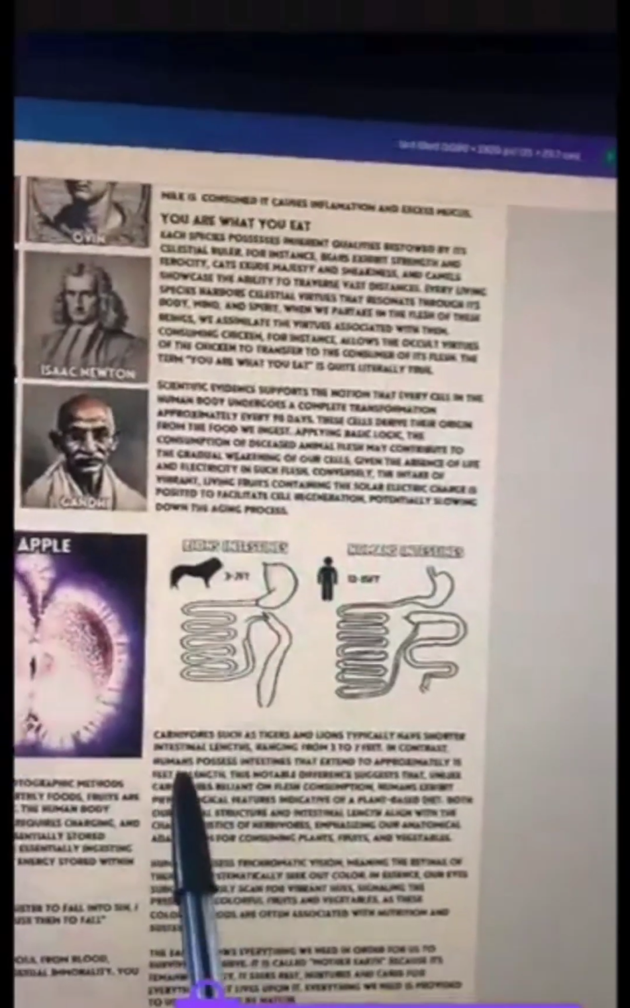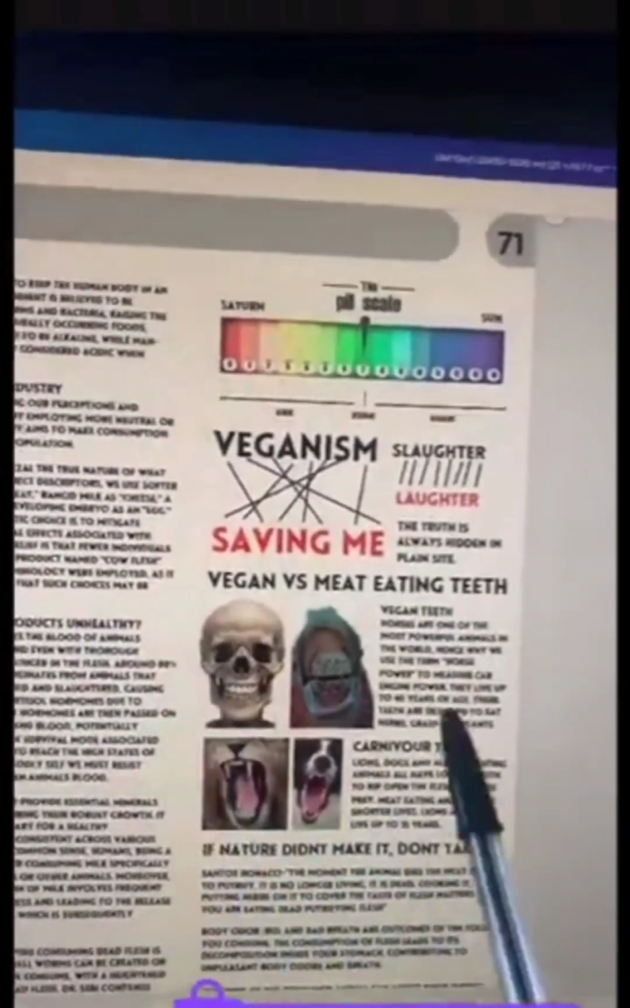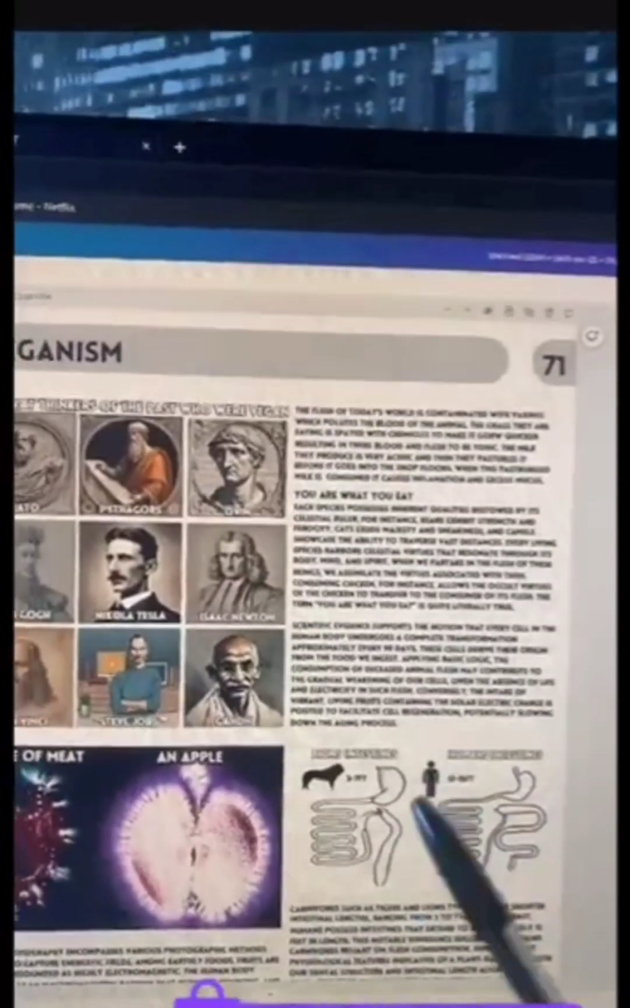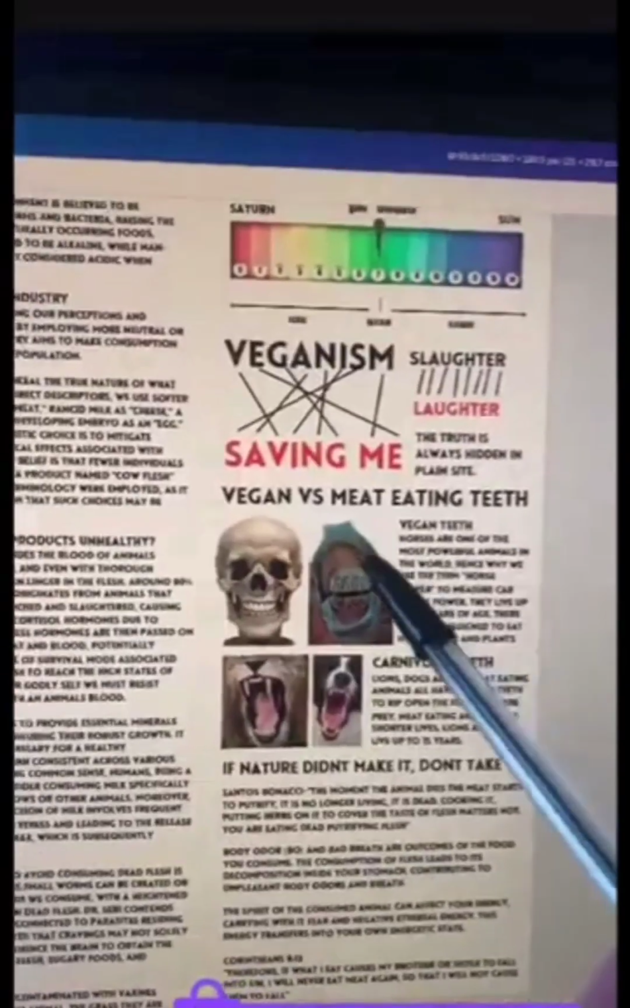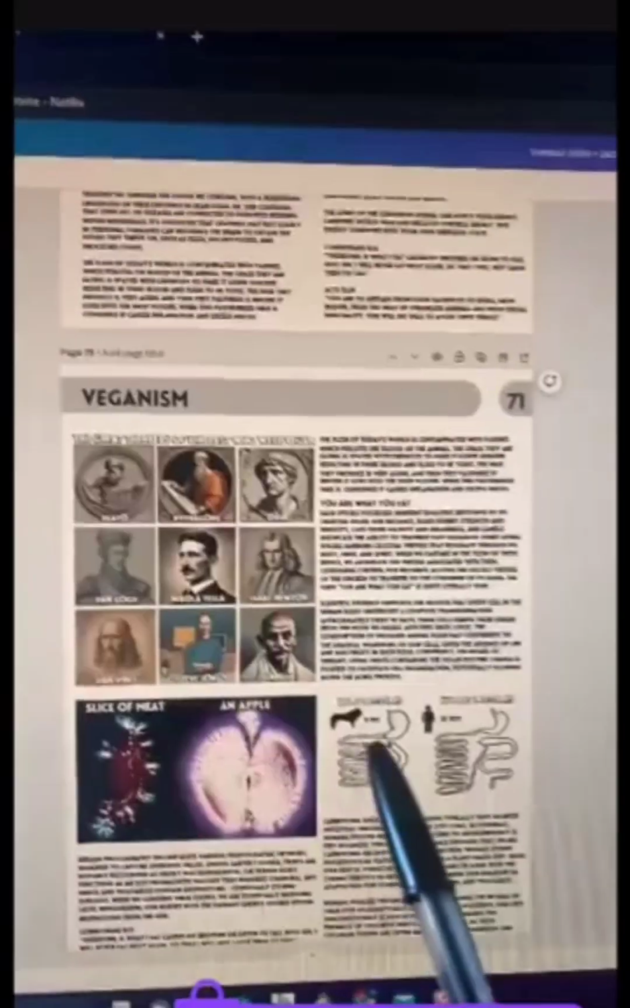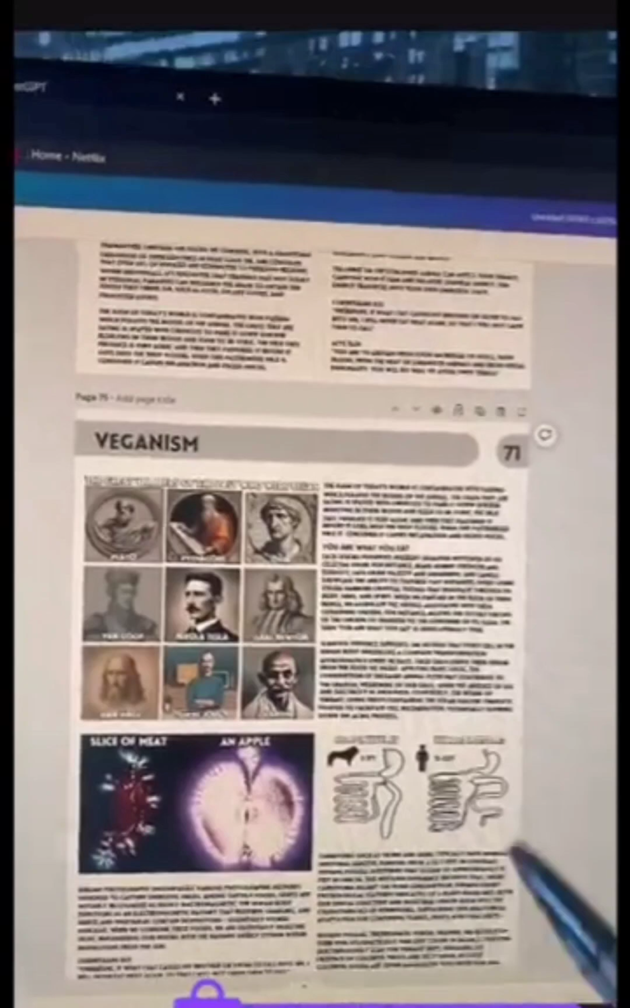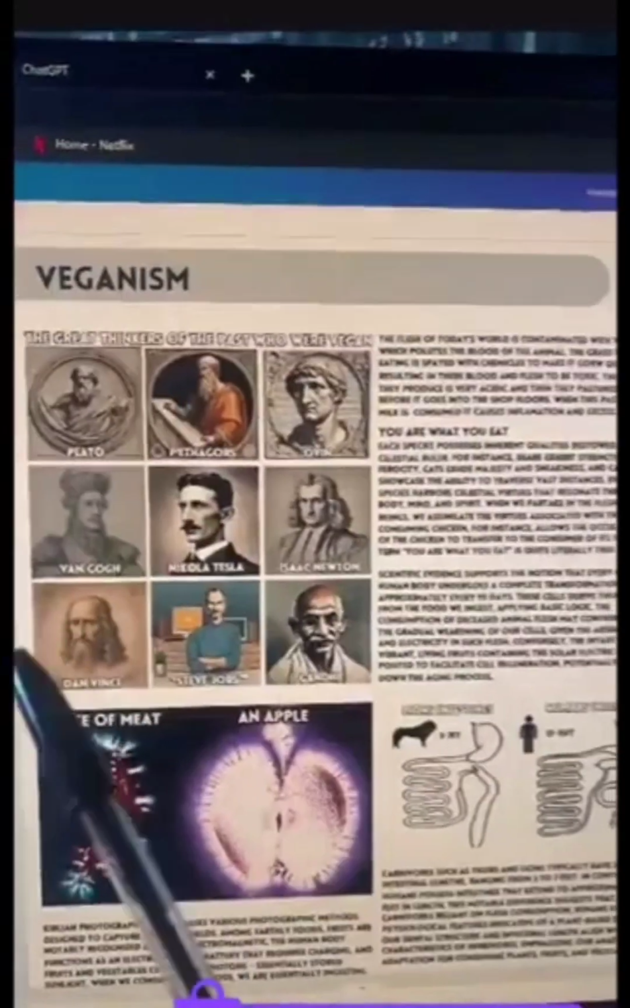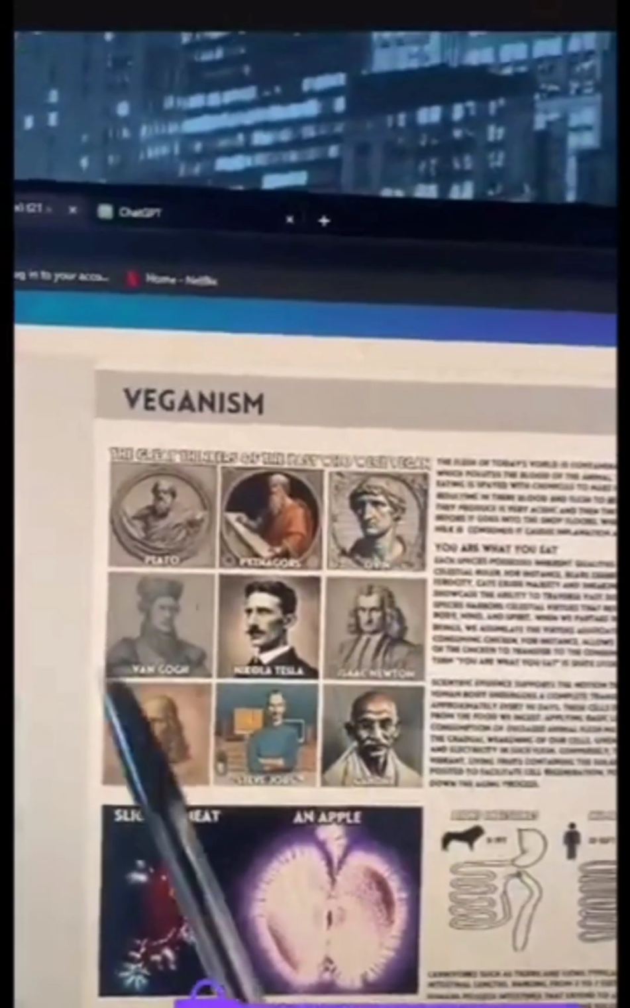Lions' intestines are shorter. Our teeth are not made to rip open flesh. Meat-eating animals only live up to 15 years. Vegan animals live up to 40 years. Why do you think the Bible talks about humans living over 500 years? All of the geniuses of the past were all vegan.